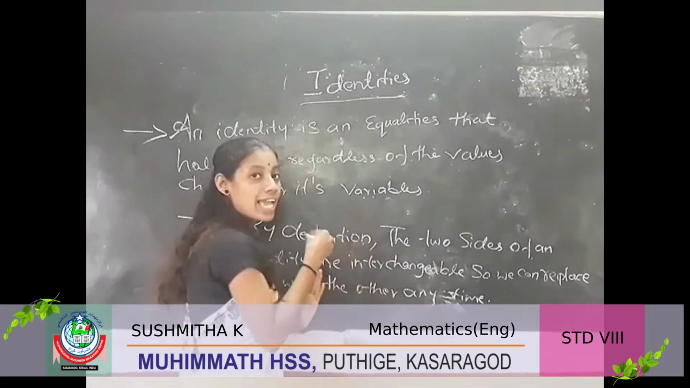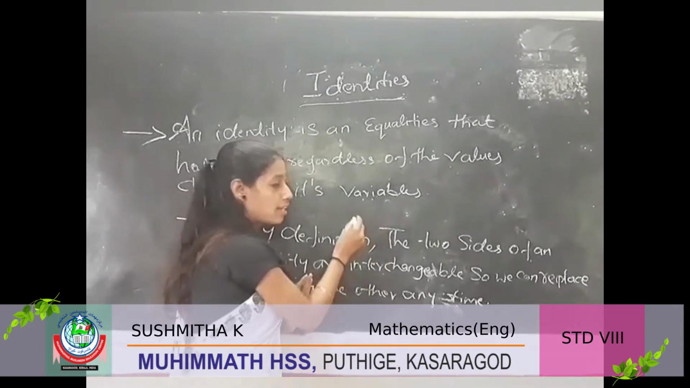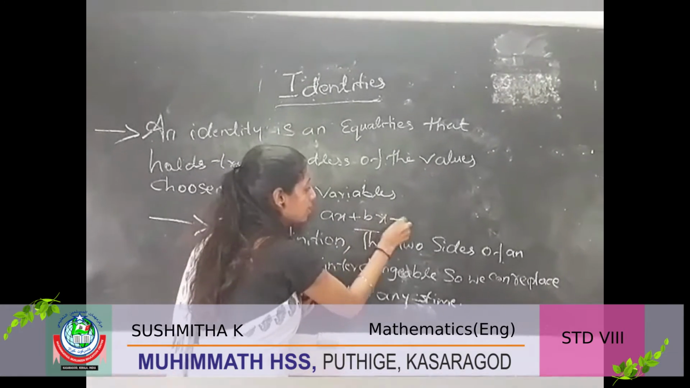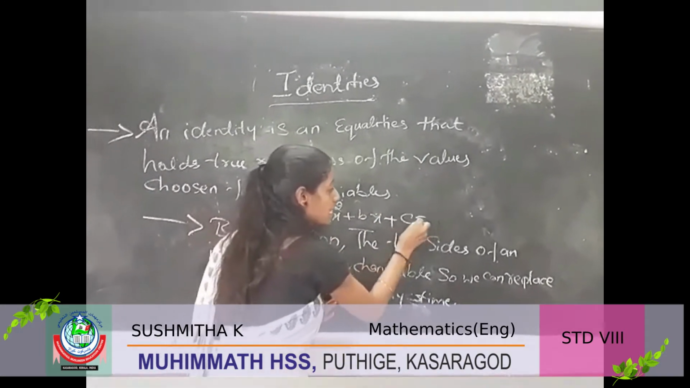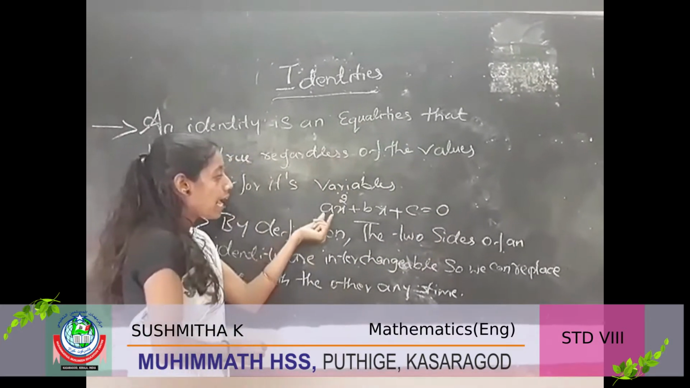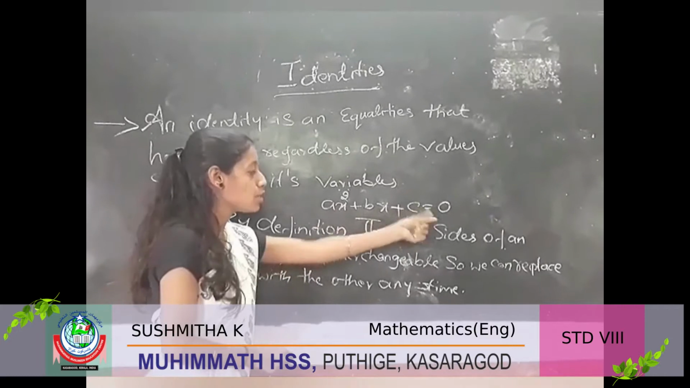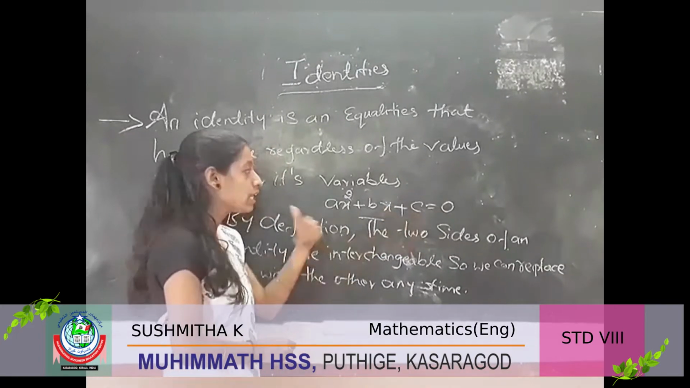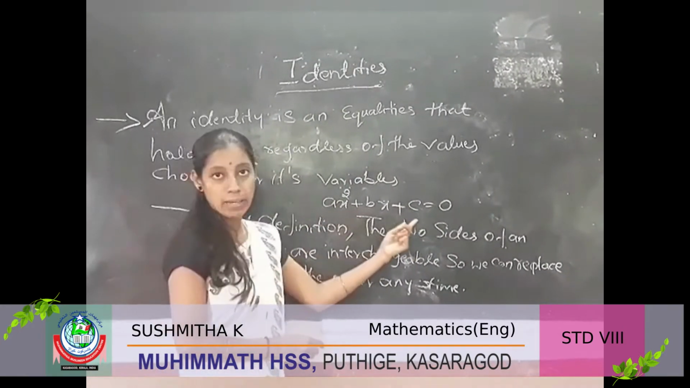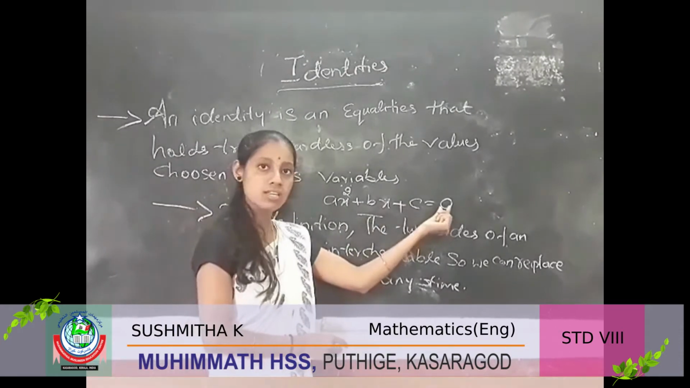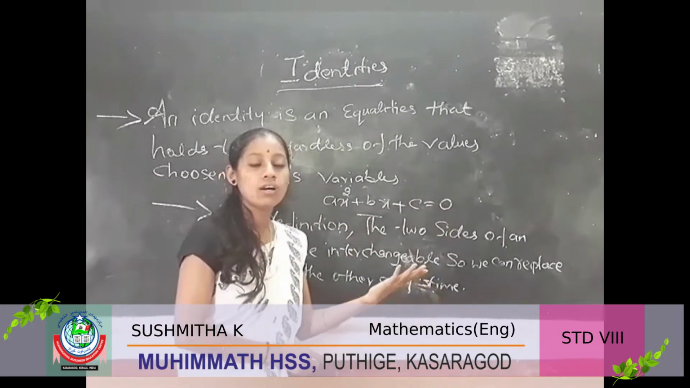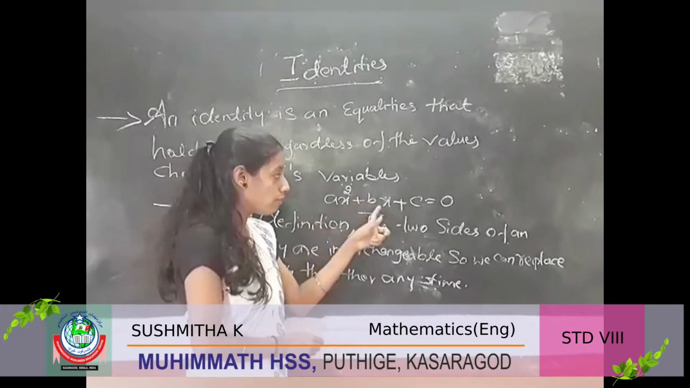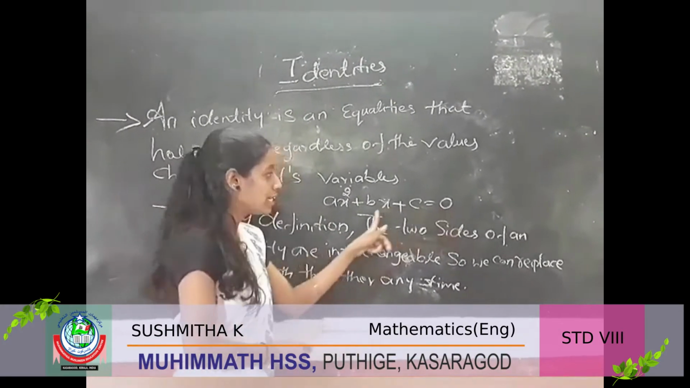That means we can go with the example ax square plus bx plus c is equal to 0. This equation always holds as 0. It is true, and if we give any value to the variable, the answer will always be 0. If we give 1 to the variable x, for this equation we will get 0. So it is always true.